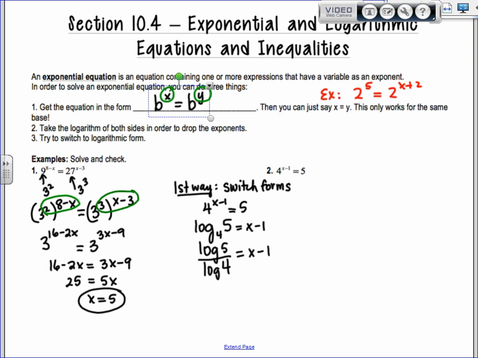Yeah, that's true. So what I'm going to do is I'm going to add the 1 over, so I'm going to have log of 5 over log of 4 plus 1 equals x. This would be what I call exact form. Okay, you could also have, don't write this, but you could have log base 4 of 5 plus 1. That might be exact form as well. And some teachers make you leave it in that form.